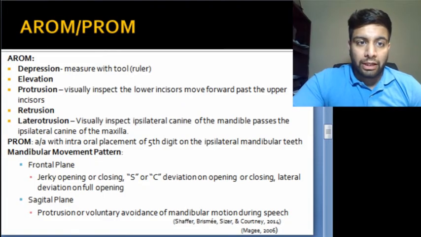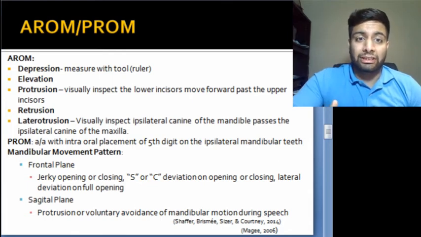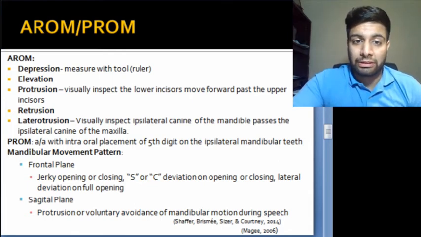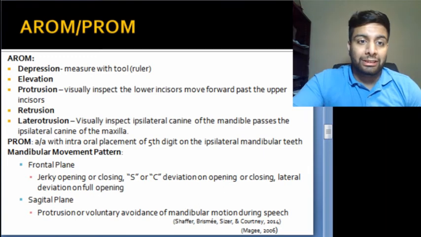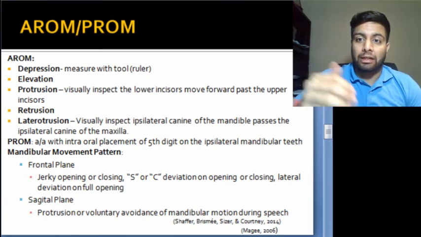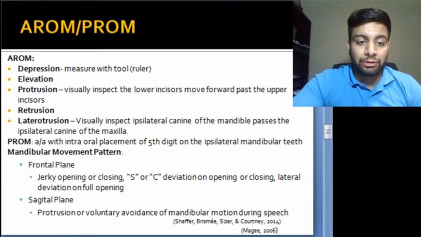All right. So now we'll look a little bit into the active and passive range of motion, which I will also be discussing, along with everything on the slide, in that video. So let's watch that video.